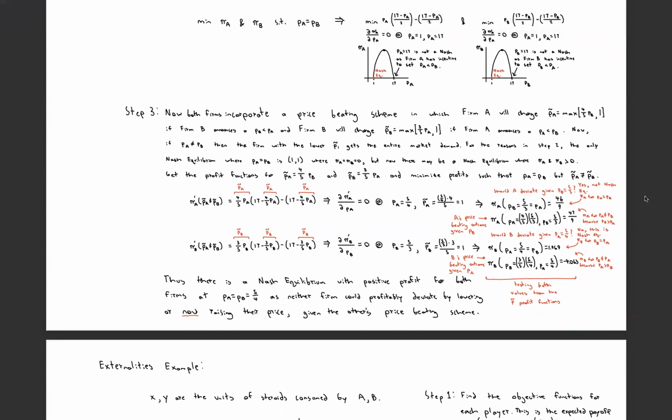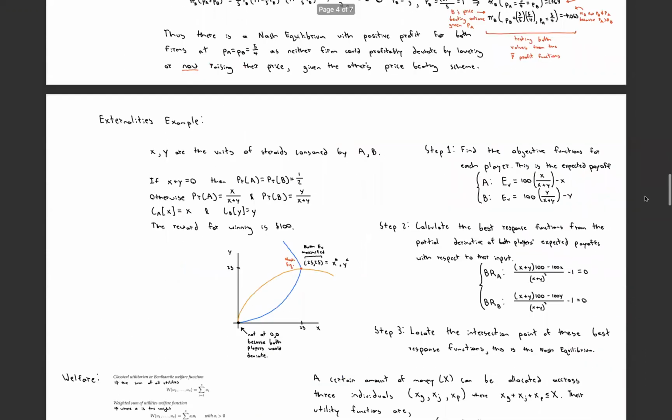And for the sake of brevity, you can go back and look at it on your own. I've got little notes there for you. But in this example, we end up with a Nash equilibrium with positive profit for both firms. And this is going to occur at the price of A equals price of B equals 5 divided by 4. And this happens because neither firm could profitably deviate by lowering or now raising their prices given the other's price beating scheme.